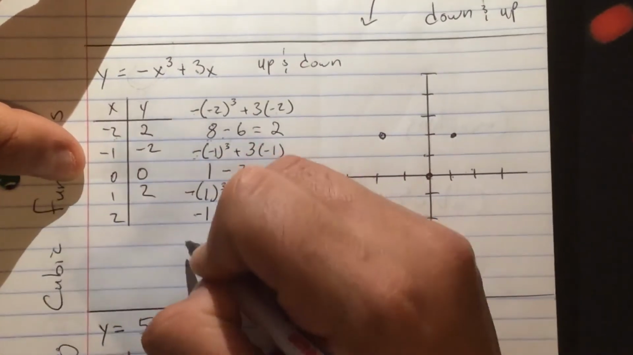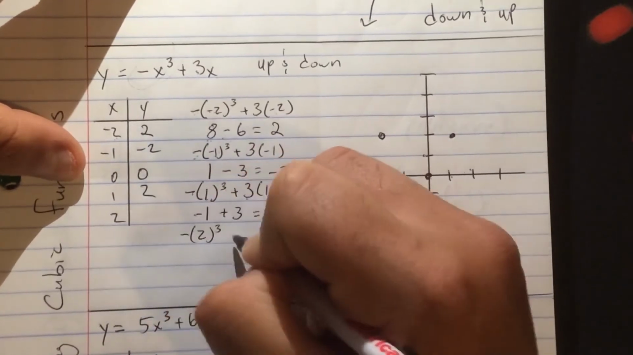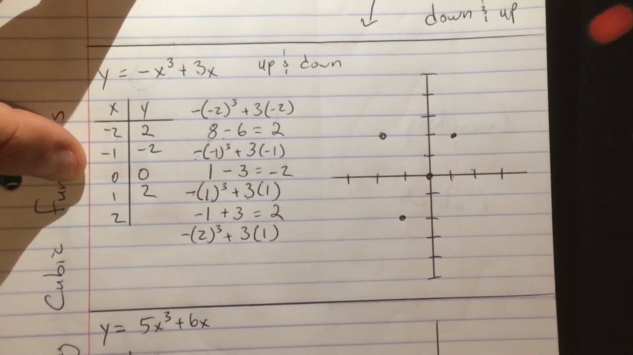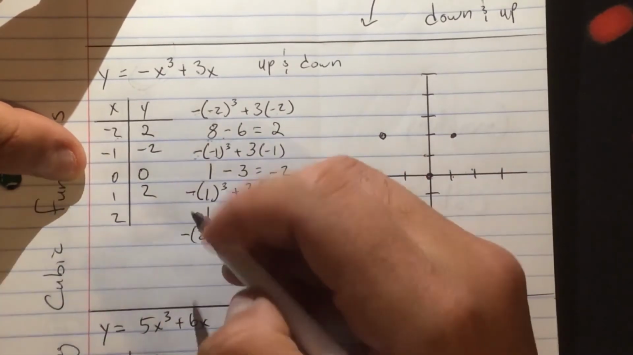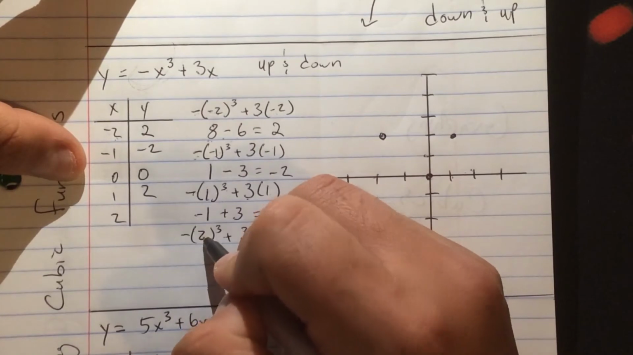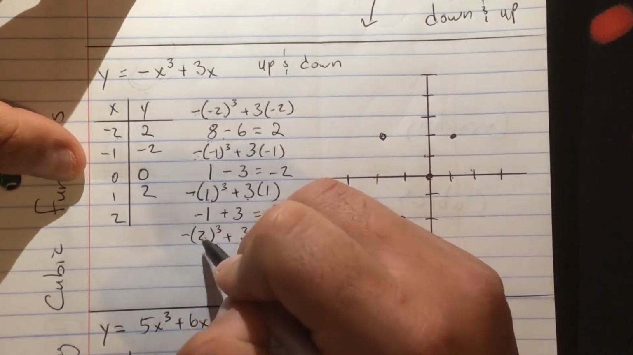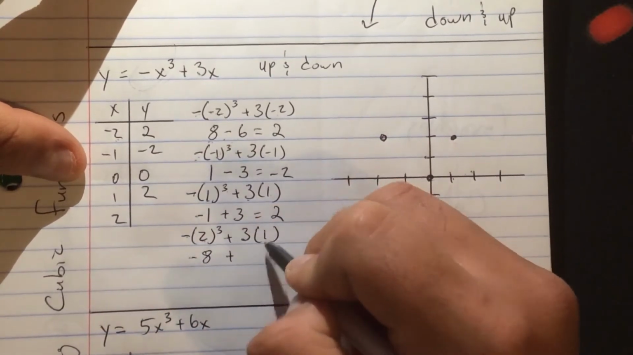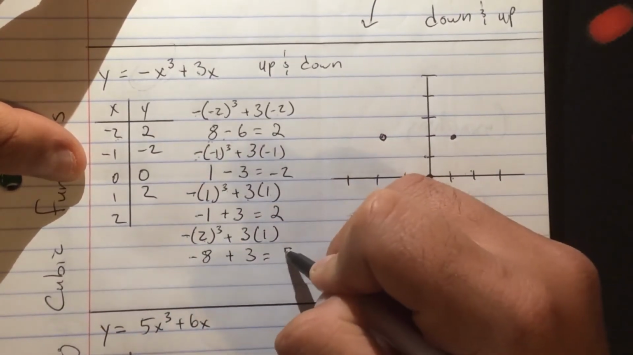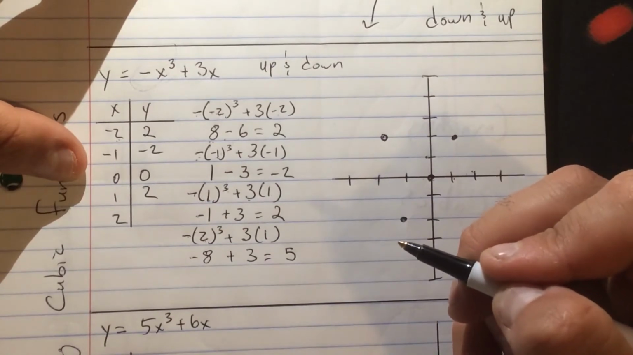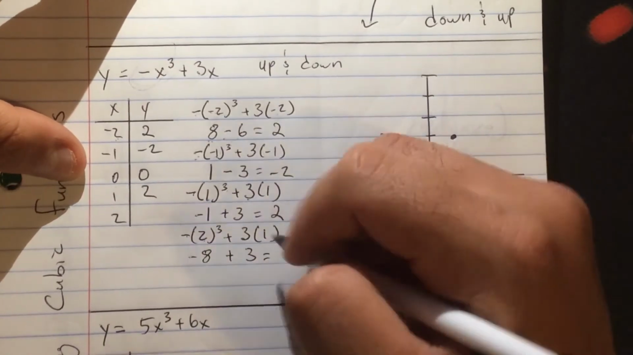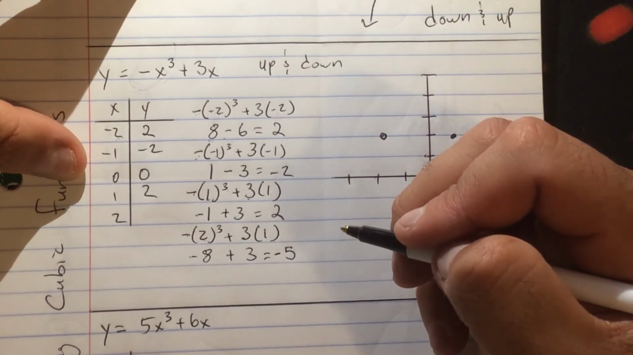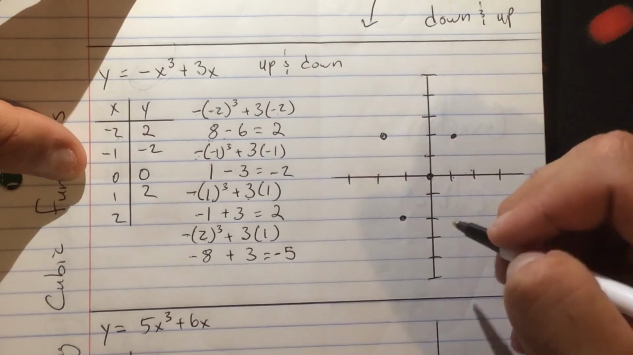And last but not least, we have negative 2 cubed plus 3 times 1. And this is going to be 2 times 2, which is 4, times 2, which is 8. And it's going to be negative 8. Plus 3 times 1, which is 3, giving us a 5. Oh, sorry, negative 5.